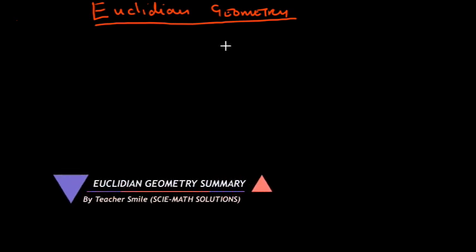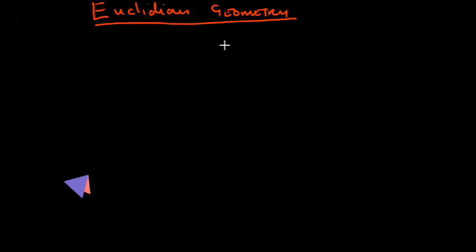This is Teacher Smile again, and today we are going to talk about Euclidean Geometry. We are going to just summarize the grade 11 theorems. You need to classify these theorems that we are talking about in three categories. You are going to look at three theorems in three categories.